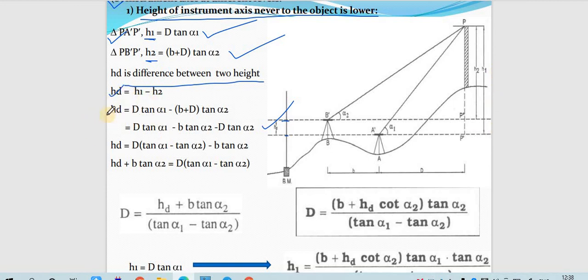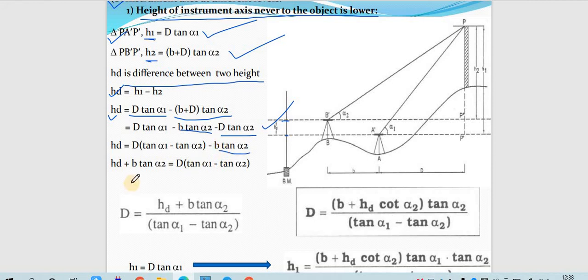Okay, now we will apply this h1 minus h2. We'll put the values of h1 and h2 in this form: d tan alpha 1 minus b plus d tan alpha 2. Now we will multiply this tan alpha 2 inside, so it will be b tan alpha 2 and minus d tan alpha 2. Now we'll consider the d terms on one side. So d tan alpha 1 minus d tan alpha 2, taking d common, tan alpha 1 minus tan alpha 2 minus d tan alpha 2.